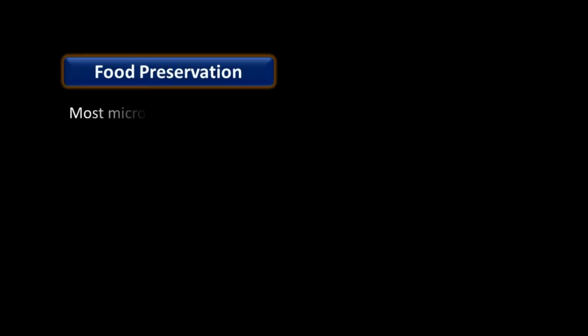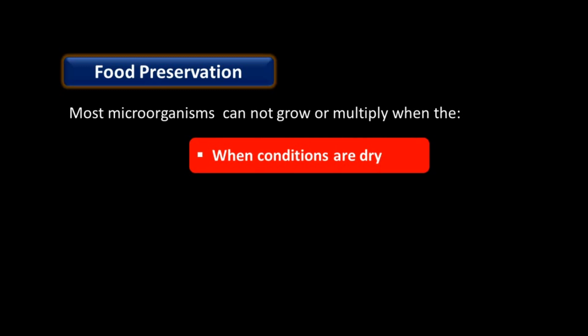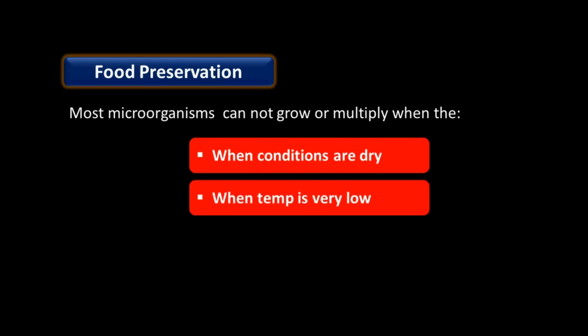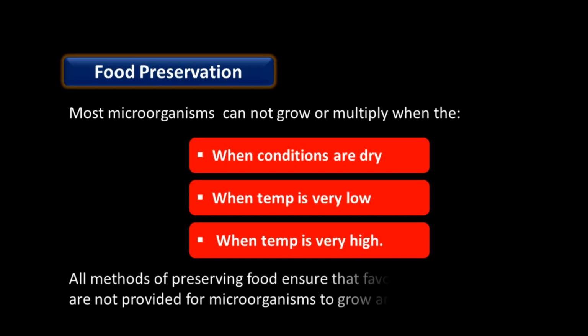Food preservation. Most microorganisms cannot grow or multiply when the conditions are dry, when temperature is very low, or when temperature is very high. In these conditions, microorganisms do not grow properly. So these conditions are not favorable for the growth of microorganisms. All methods of preserving food ensure that favorable conditions are not provided for microorganisms to grow and multiply.